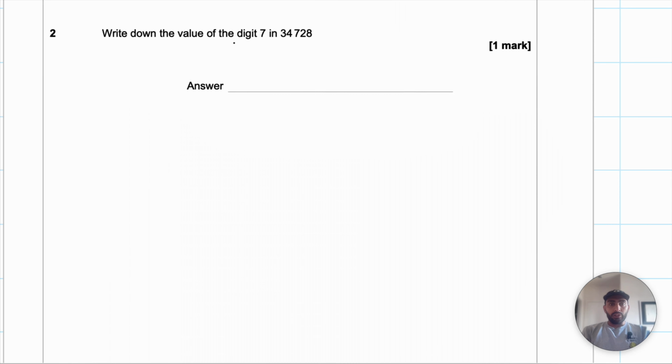Question 2, write down the value of the digit 7 in 34,728. So this 7 is in the hundreds column, so you would write 700.